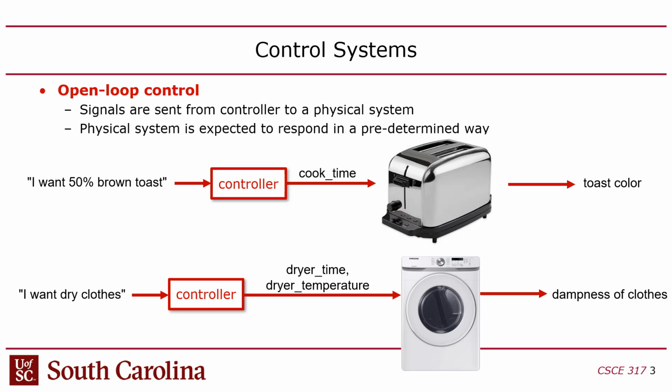So another one that annoys me personally is the drying machine, which is where you have a set point. You say, I want you to dry my clothes. I want them to be completely dry, no dampness whatsoever. And the controller controls the dryer time and the dryer temperature. And you hope that the clothes are dry, but they usually aren't, at least in my case, right?